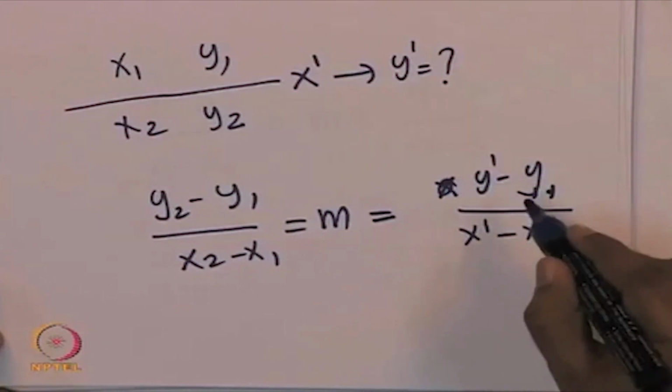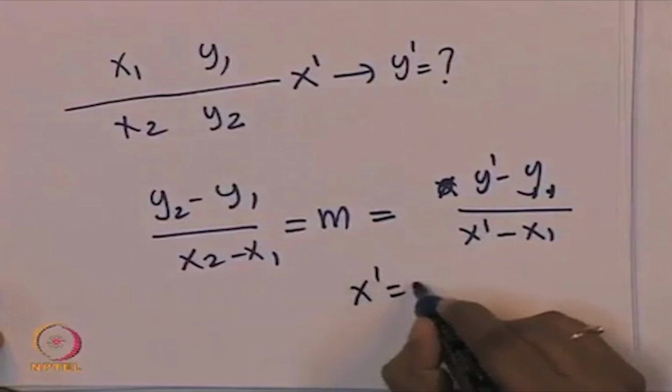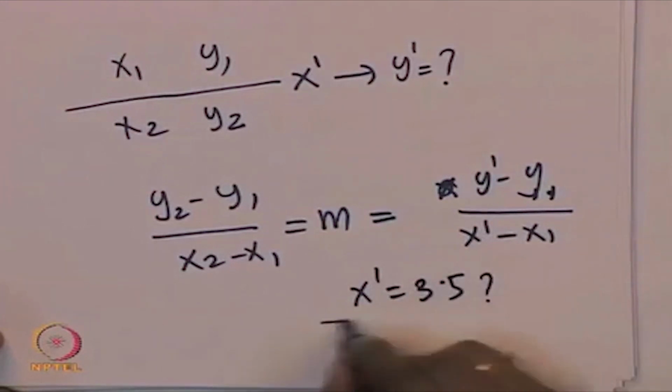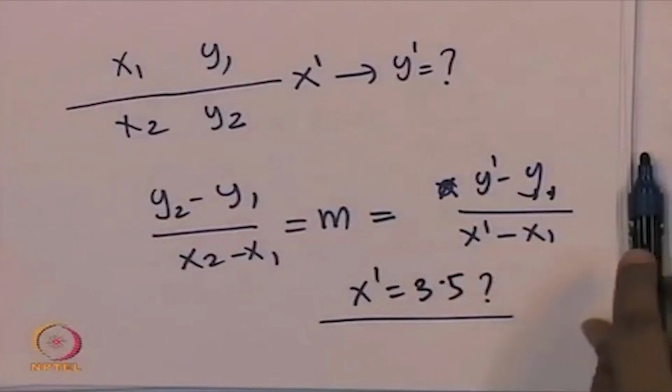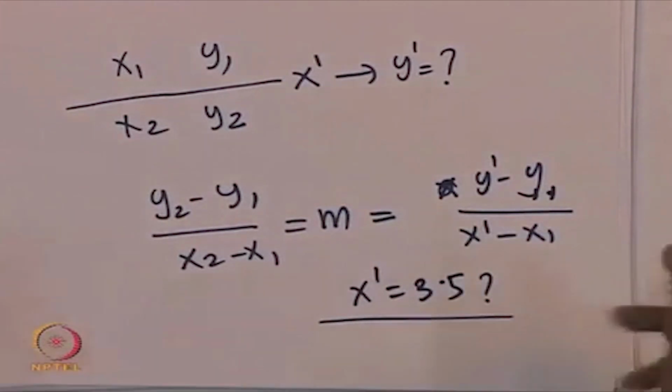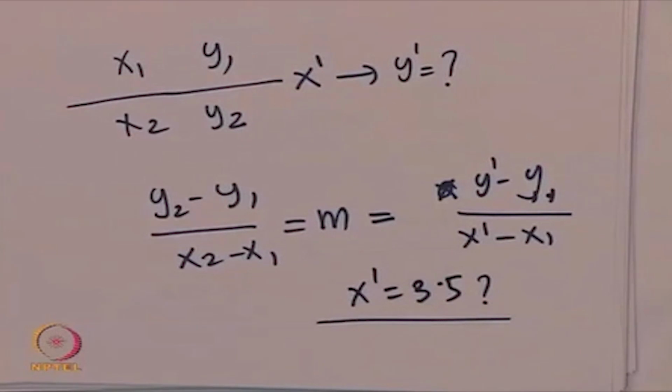In the previous example, we had x prime equal to 3.5. So, what is the corresponding value? We can solve this and get it. This is some kind of useful thing which people sometimes want. It is a very simple thing, assuming this idea of slope which we learned.